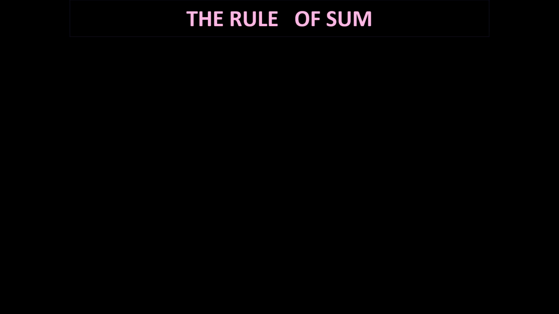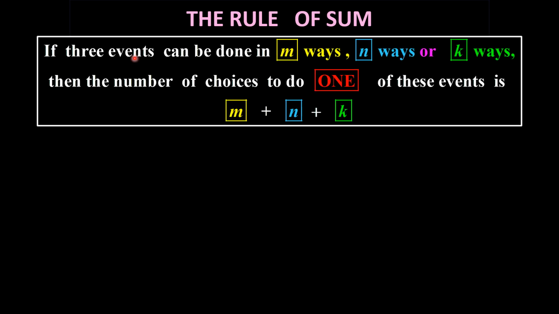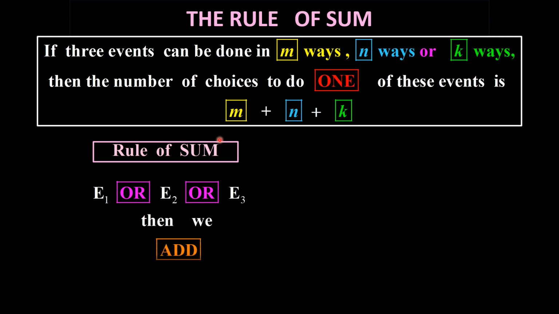Let's just look at our rule here. If three events can be done in m ways, n ways, or k ways, then the number of choices to do one of these events is the sum m plus n plus k. So in the rule of sum, we choose between event E1 or E2 or E3, then we have to add the number of choices, right? If you have to choose one of these events.